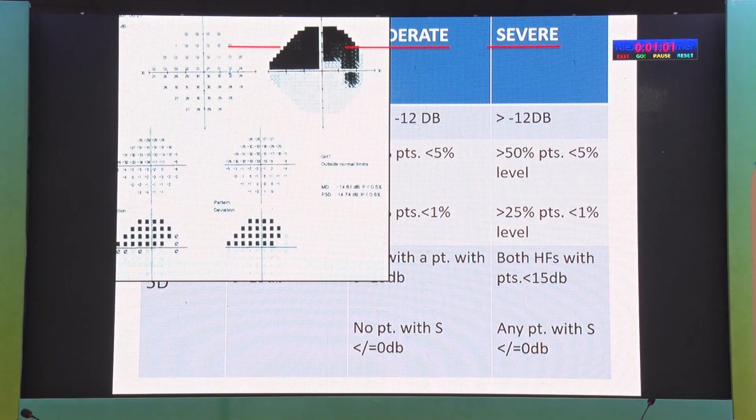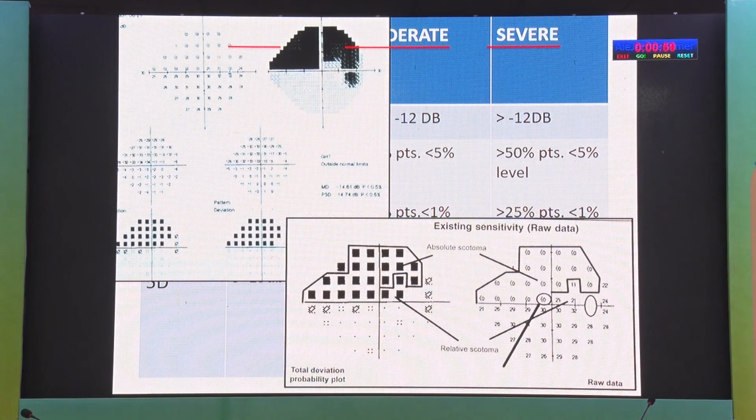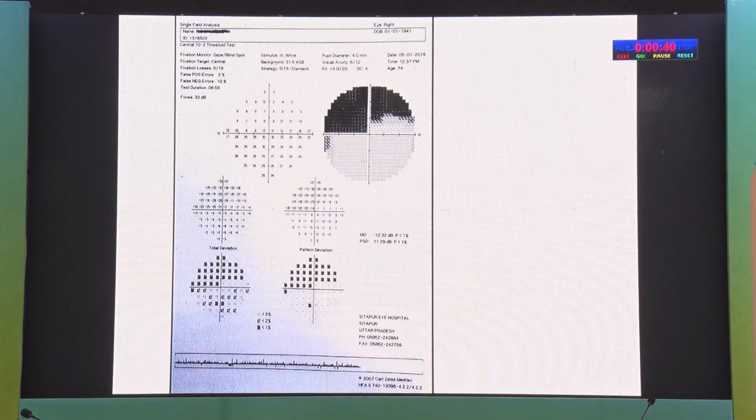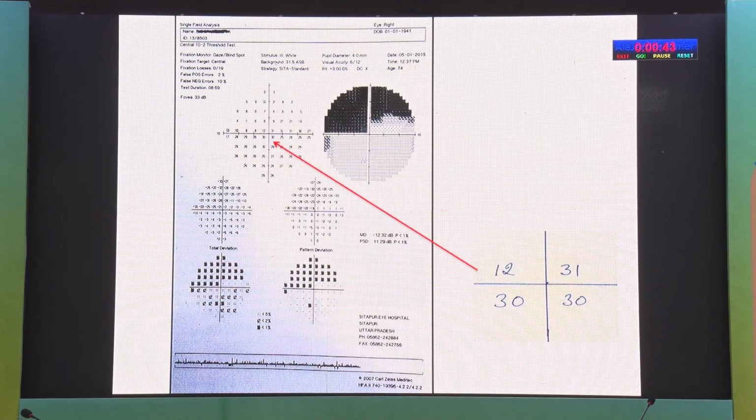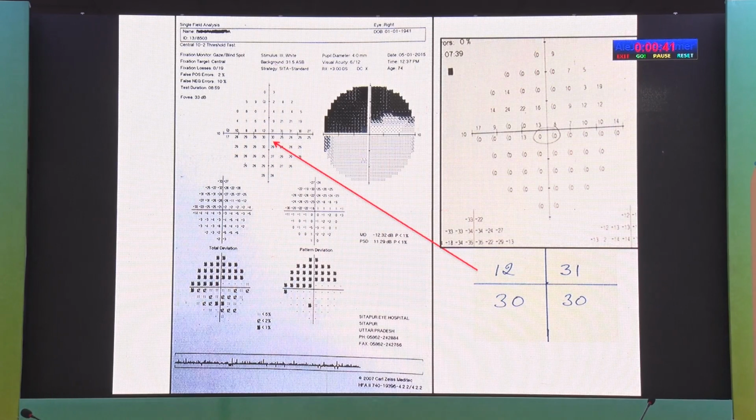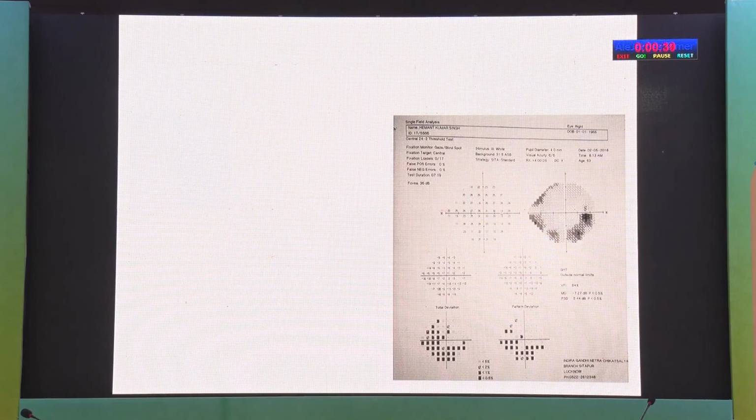But the severity is also affected by how the central four paracentral points look. Is there a macular split or not? If you find even a single point zero among the four paracentral points in the raw data, then you have to again check it with a 10-2 whether there is a macular split or not. In this case, if the four paracentral points look like this, there is no macular split, but here there is, which worsens the prognosis.